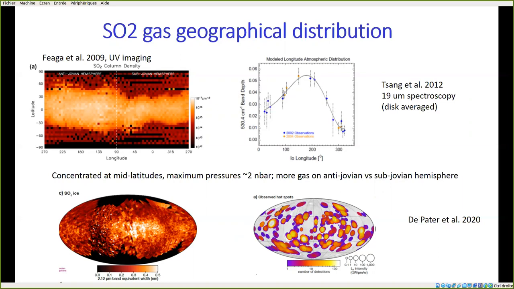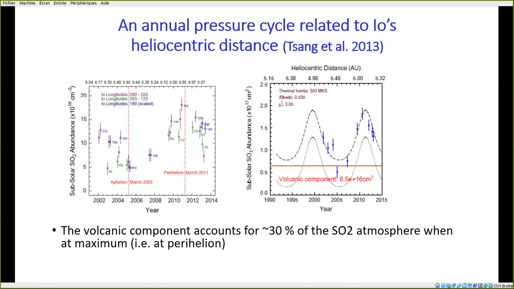In fact, the best way to observationally discriminate between a sublimation and a volcanic atmosphere is to study if and how the atmosphere will track or not variation of the surface temperature, and therefore variation of the solar insolation. And in this respect, a very nice result was obtained from mid-infrared spectroscopy, which, although it does not resolve the Io disk, can determine the disk average SO2 content of Io's atmosphere.